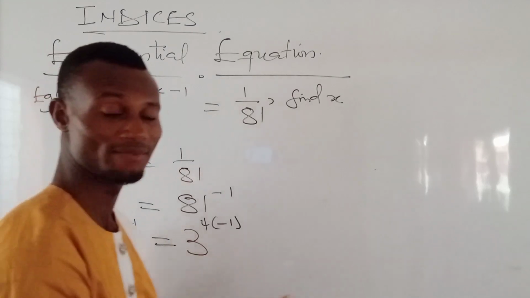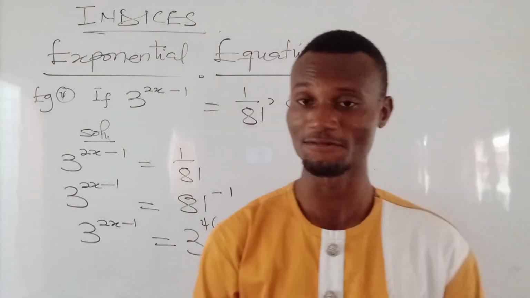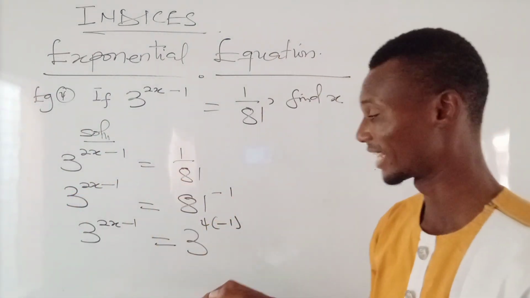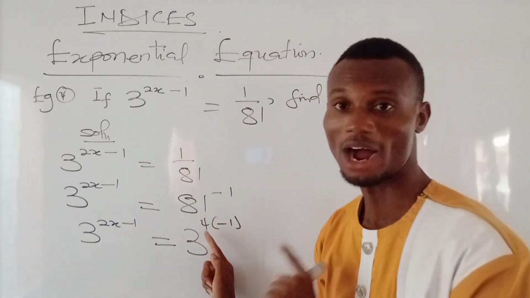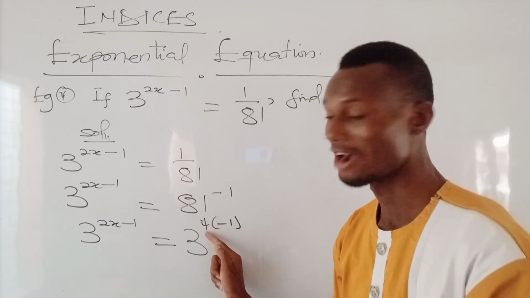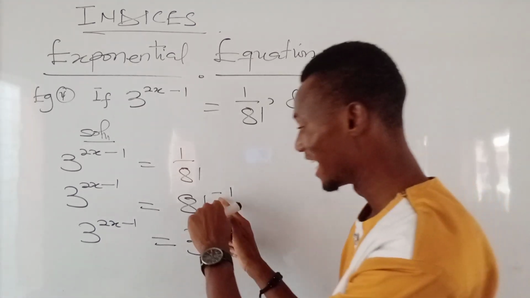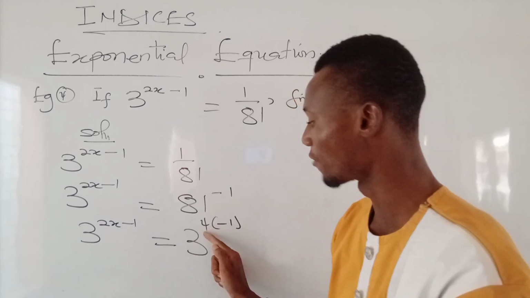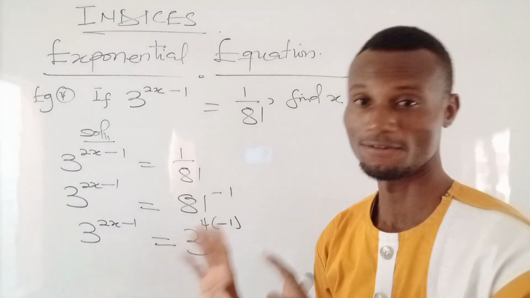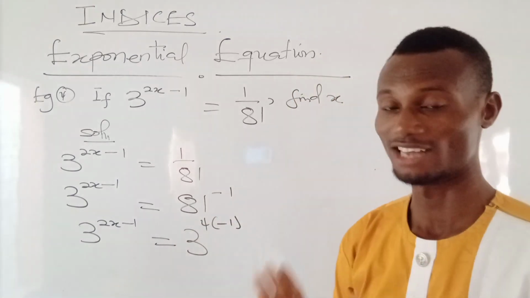I hope the explanation is clear enough and you understand what I'm saying. It is the 81 that we've written as 3 to the power 4, so now that power 4 needs to multiply the power -1, which is already here. So it's going to be 4 into bracket -1. Very important to know.